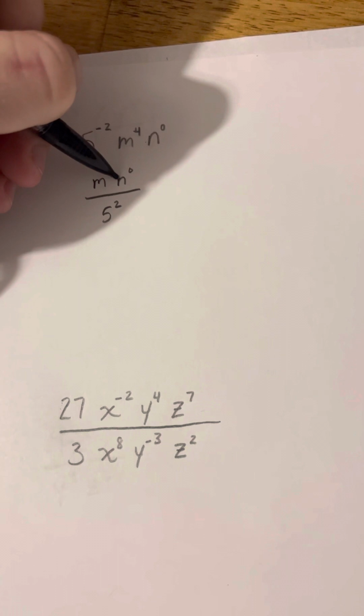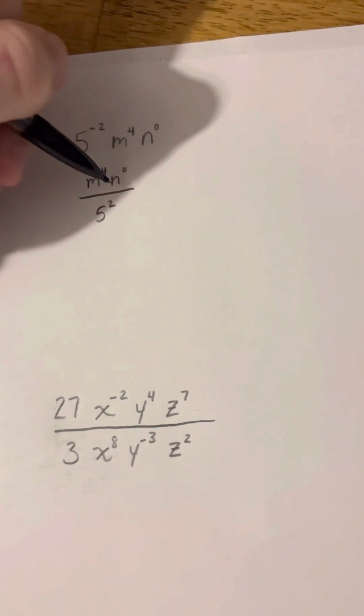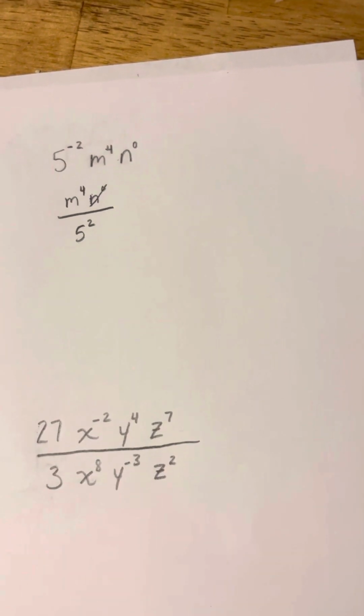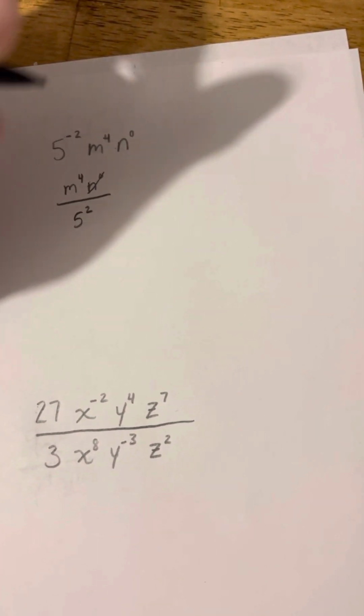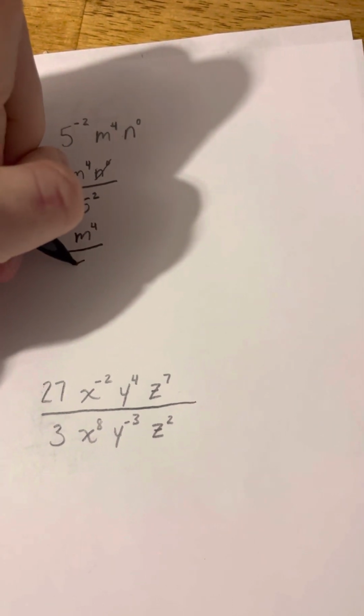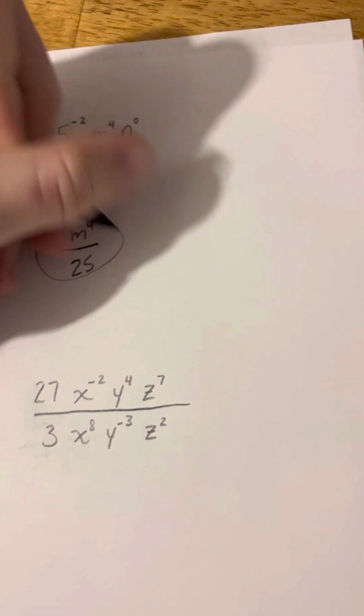One, the 0 exponent rule says anything raised to the 0 is 1. So this basically goes away because n to the 0 equals 1. And then you can simplify this. 5 to the second is 25. So your final answer would be m to the 4th over 25.